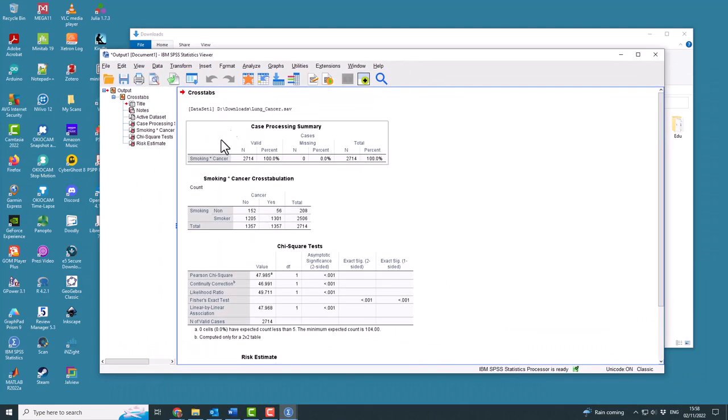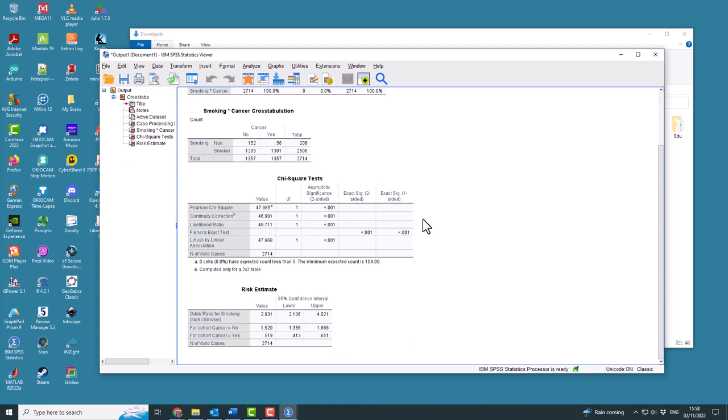And this is the output. The first thing is just telling you what SPSS has done. It's found 2,714 cases and processed all of them. This is the usual summary table that you see. If you're a non-smoker, 152 are non-cancer, and 56 people have got cancer. For a smoker, 1,205 people have not got cancer, and 1,301 have got cancer. This is a case control study where you've gone and found people who have cancer in the hospital and also found matched patients that don't.